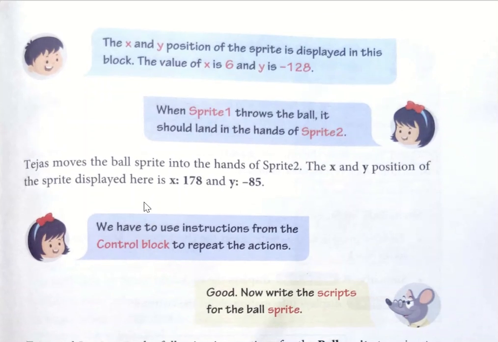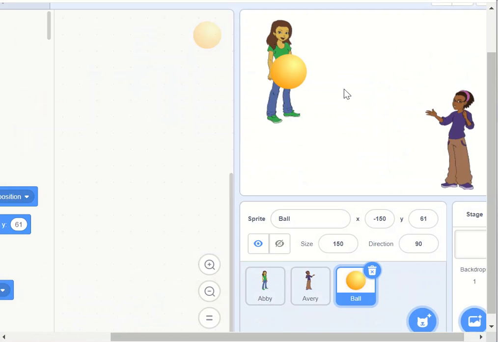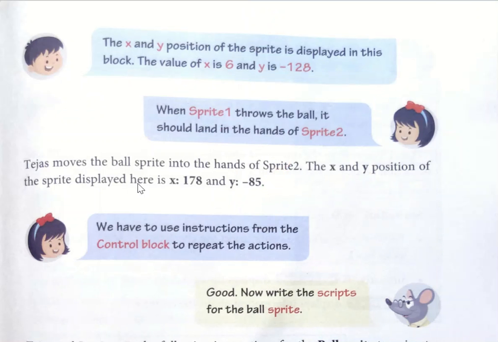Then Tejas, the x and y position of the sprite is displayed in the block. The value of x is 6 and y is minus 128. The value will vary. We have also set the two sprites at two different locations, so the value of x and y both will vary accordingly.